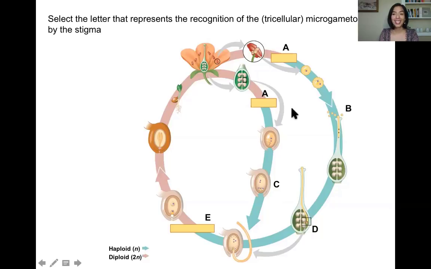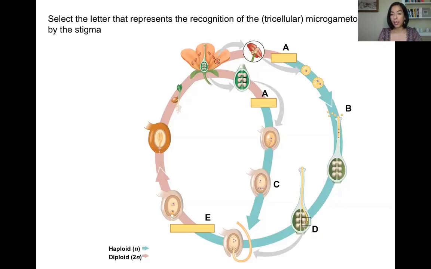B, right? Yes. Right here we have this tricellular microgametophyte that is the pollen. Remember, the pollen is not unicellular. It's a structure that, in angiosperms, usually has 3 cells. One is the vegetative cell, and the other 2 are the spermatic cells.